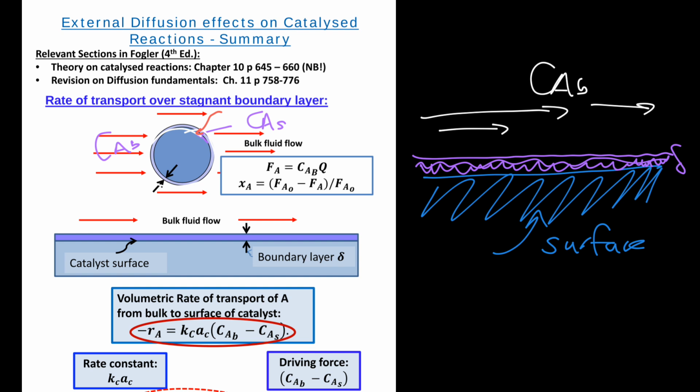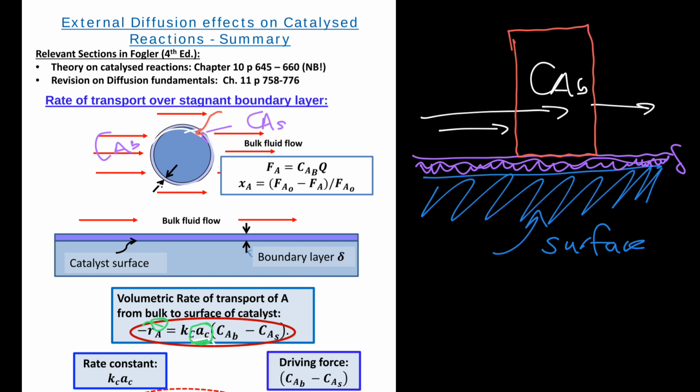So I can now say the rate at which A disappears from my bulk, and that's why I've got the negative here, is equal to a rate constant multiplied by a driving force for that diffusion rate. Here I have converted my k_c, which is an area-based rate constant, to a volumetric rate by multiplying it by the appropriate parameter. So I've got r_A here without any dashes to indicate that I want the volumetric rate, and therefore I need the appropriate volumetric rate correction factor.